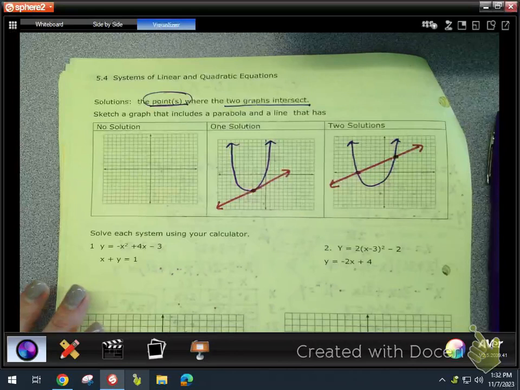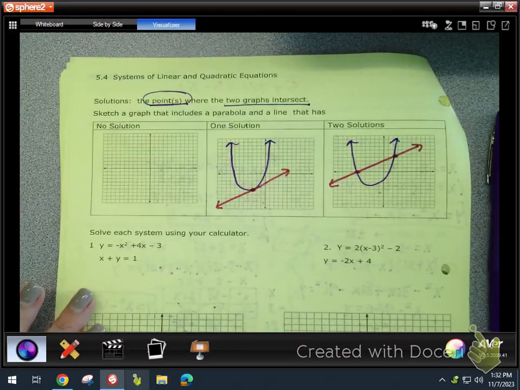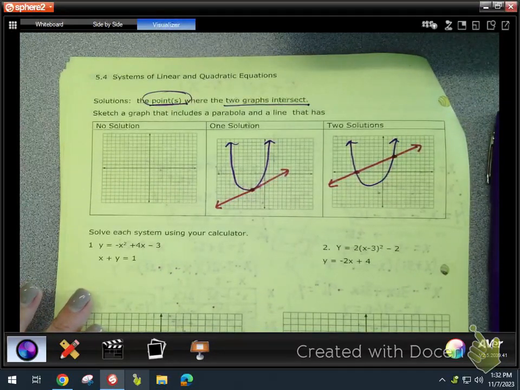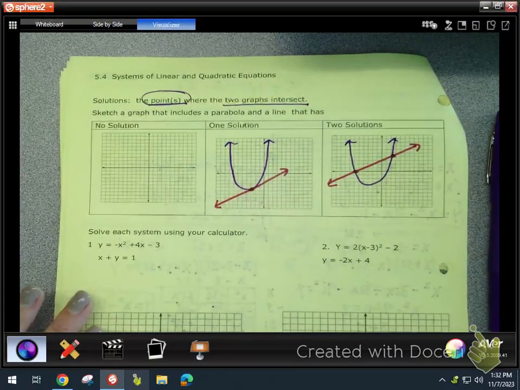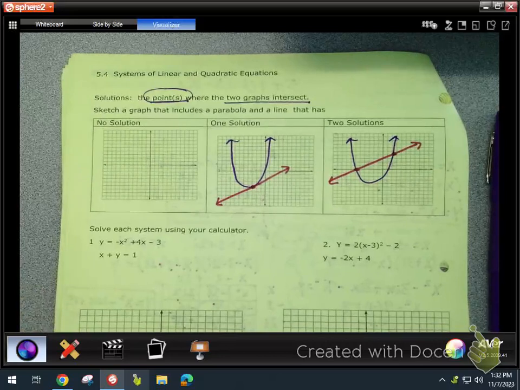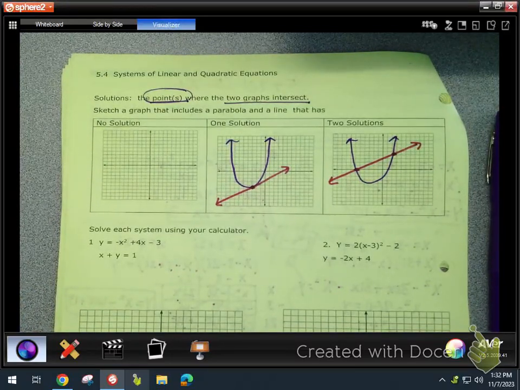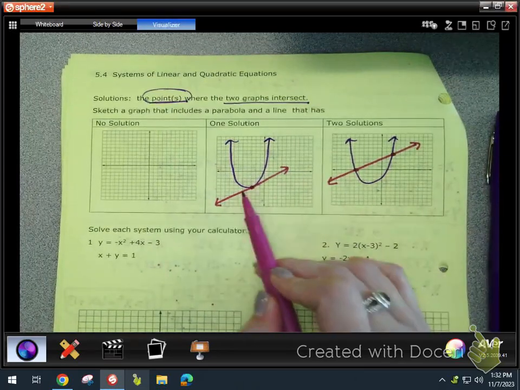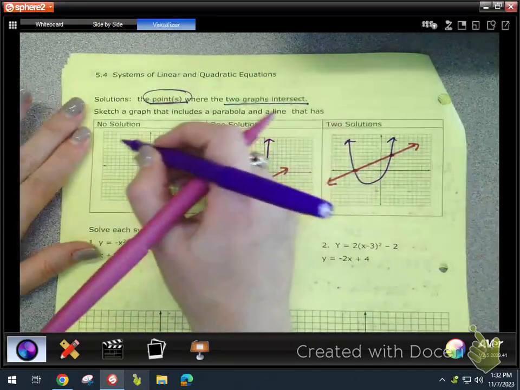Yes? Would the line be able to go kind of straight up? Like a vertical line? Yeah, it could. It wouldn't be a function if that were the case because it is a vertical line, but you could have a straight vertical line or even a straight horizontal line too. But they could cross twice, they could cross once, or they could cross never.